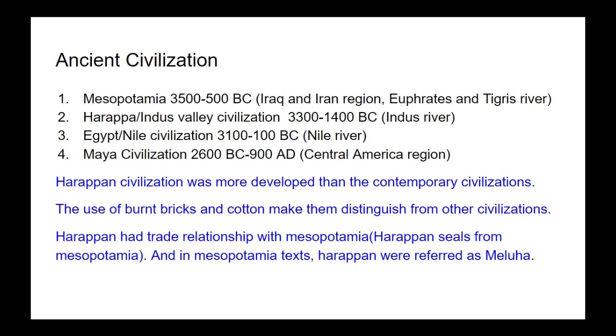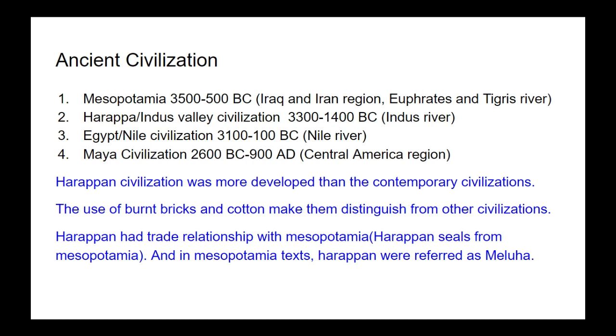At world level, Mesopotamia is the first civilization of the world. It lasts from 3500 BC to 500 BC in the Iraq and Iran region along Euphrates and Tigris River. The second one is Harappa or Indus Valley civilization. It lasts from 3300 BC to 1400 BC along Indus River in India and Pakistan.